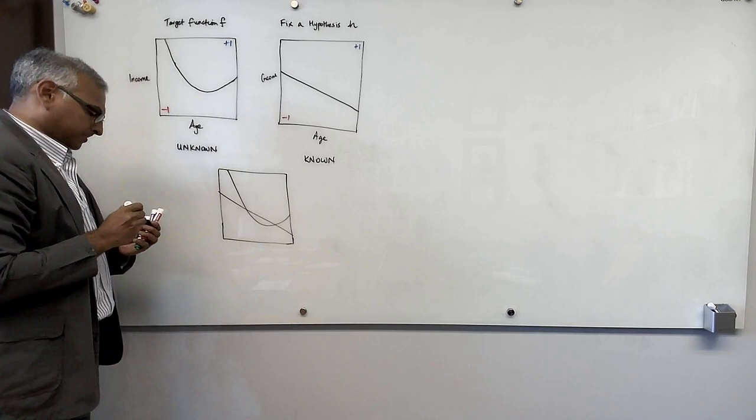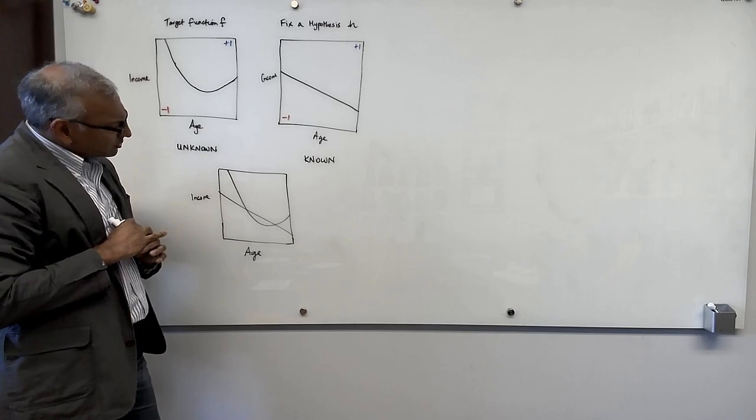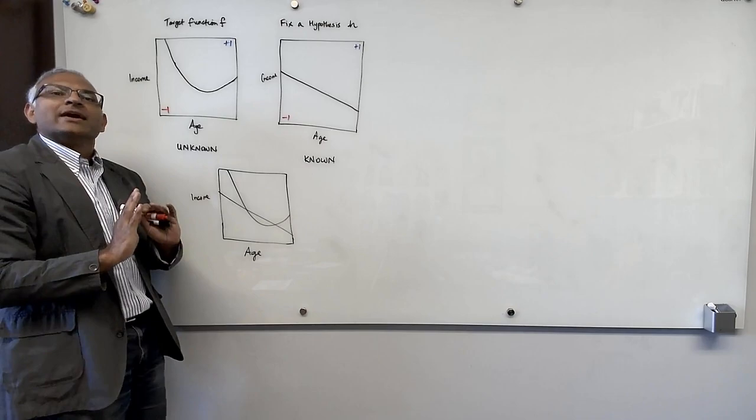Okay. And again, this is income and this is age. Now, why did I do that? Because what I'm going to do is look at the regions where these two functions agree and the regions where they disagree. So let's do this step by step.